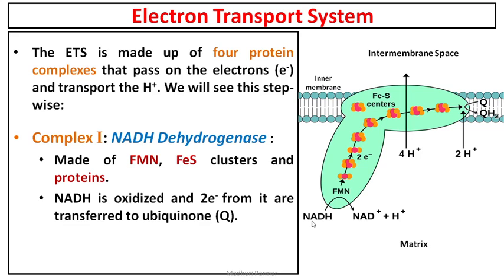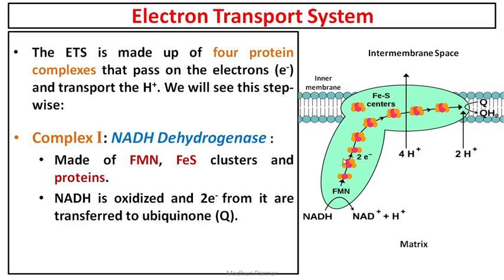So NADH will get converted into NAD plus and the electrons are transported to FMN. From this FMN, the electrons are passed through the iron sulfur clusters and finally they reach something known as ubiquinone, which is this Q. Remember plastoquinone? Plastoquinone and ubiquinone are similar types of molecules. So here is your Q. Q is nothing but ubiquinone.